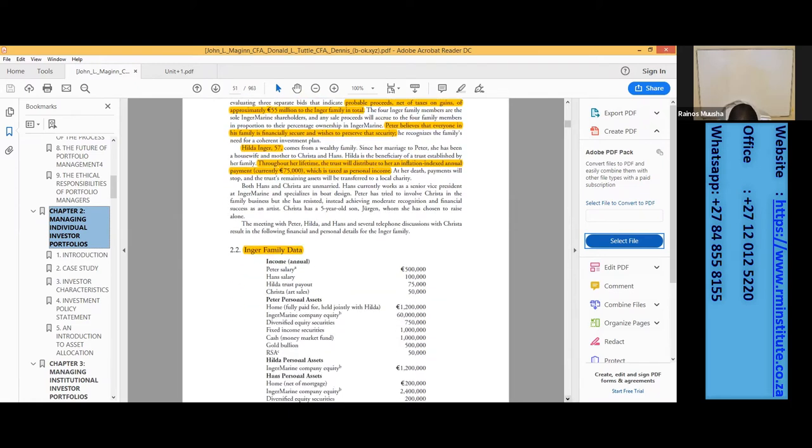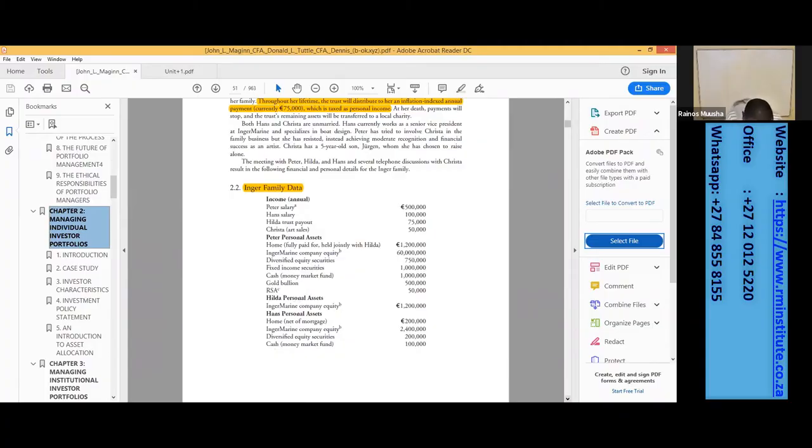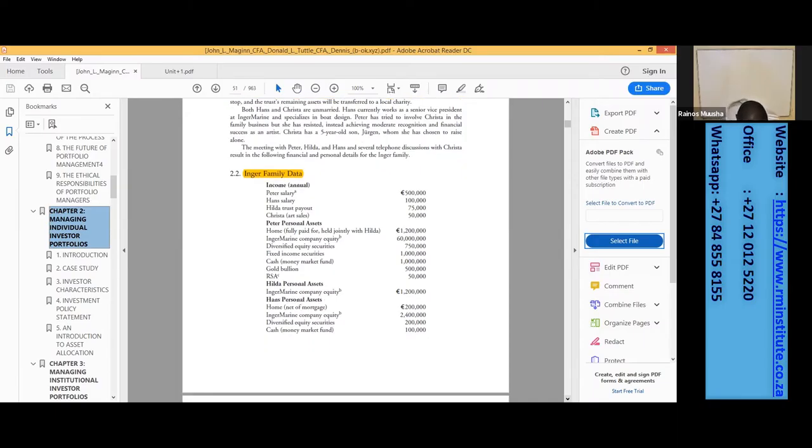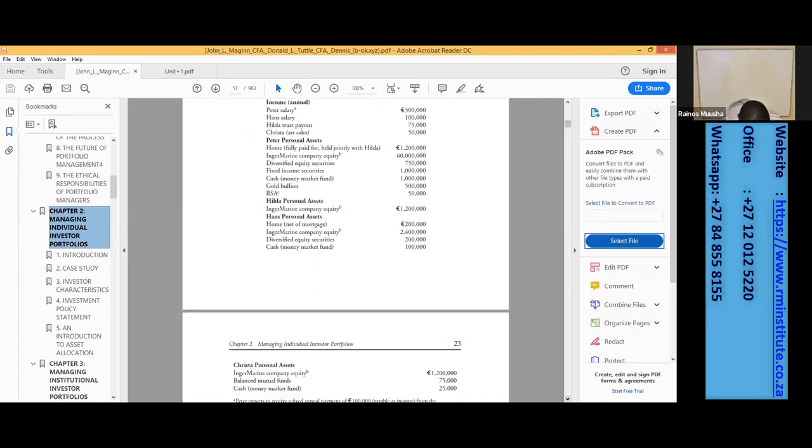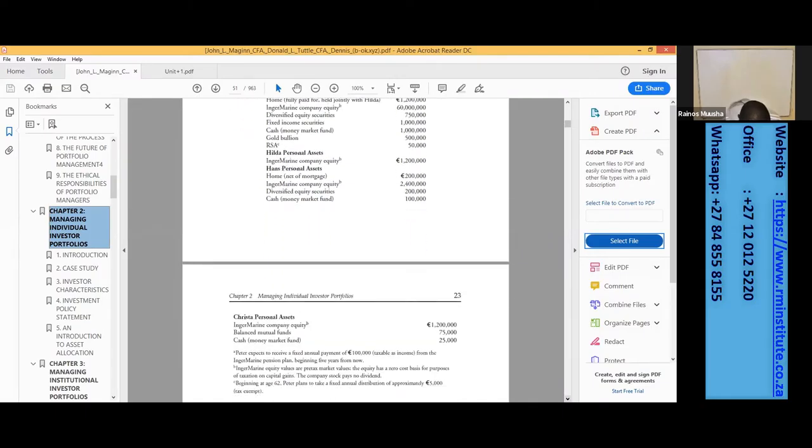Then they give us the list of assets, and they also give us the income data and the personal assets that the family owns, apart from the business that they currently own. So they give us this list of assets, and then they also give us the list of assets for Inga, for Peter, and for Krista as well, and what their interest is in the particular business at the same time.